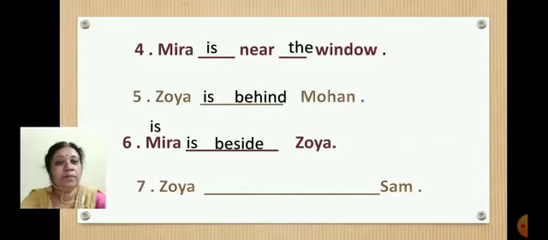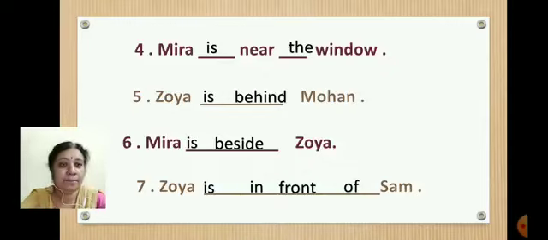Zoya is in front of Sam. Okay, again we will read these lines. Fourth one, Meera is near the window. Next is Zoya is behind Mohan.